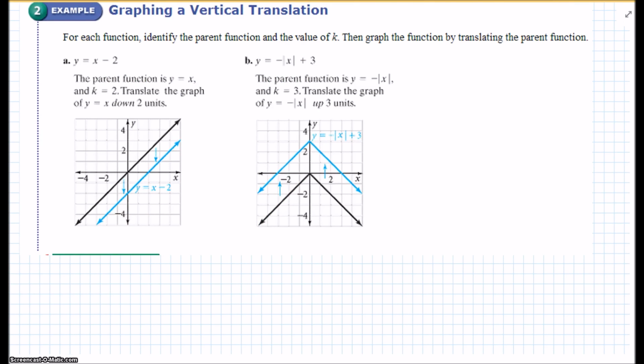So for example, we're just going to walk through this. For each function, identify the parent function and the value k. Well, in A, our parent function would be y equals x, and our constant would be -2. Okay, so we know we're going to translate 2 units down. Okay, look at example B.